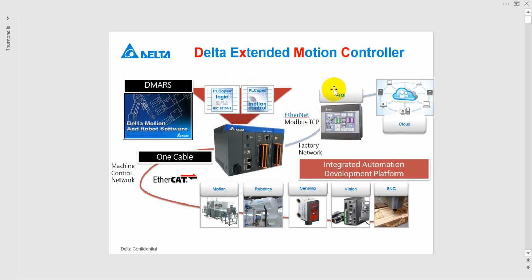And for the user interface, we can use Delta HMI and communicate through Modbus TCP. Regarding the motion control, we use EtherCAT for the motion control and robotics control.